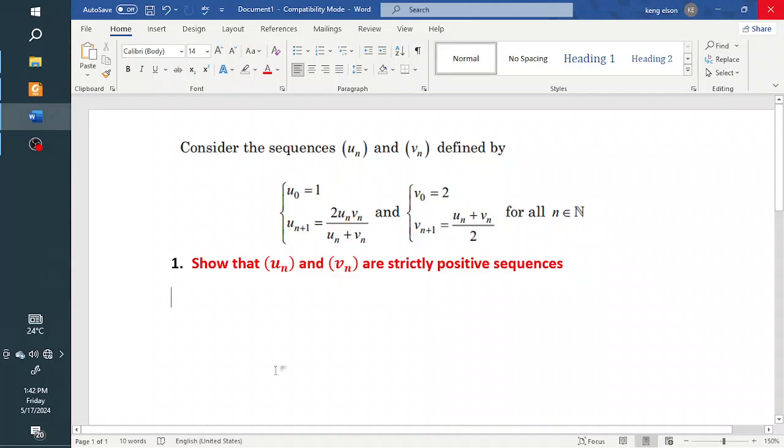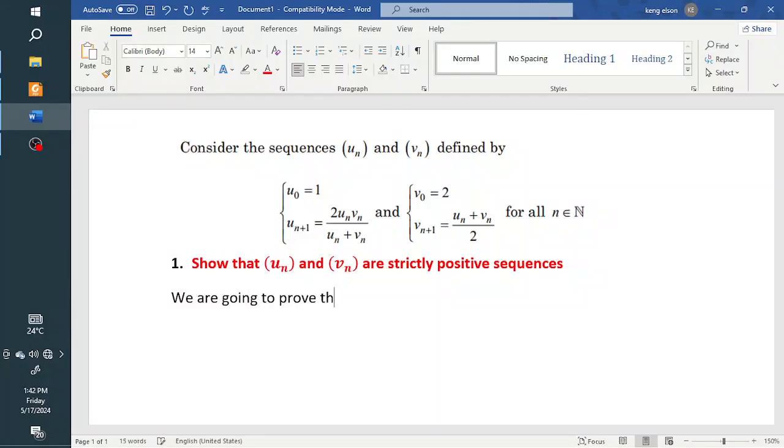I think the best way to approach this is by induction. Alright, so we are going to prove this by induction.